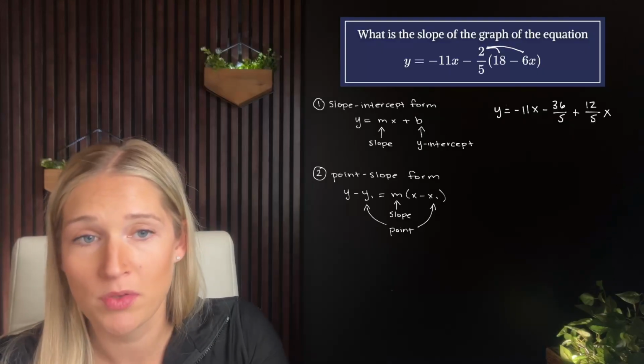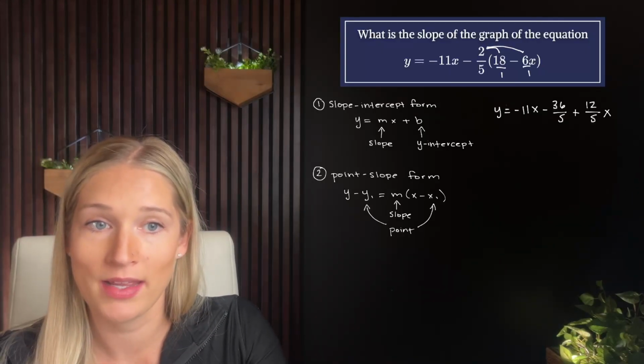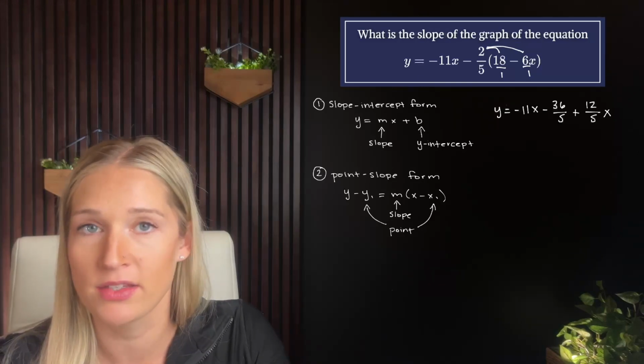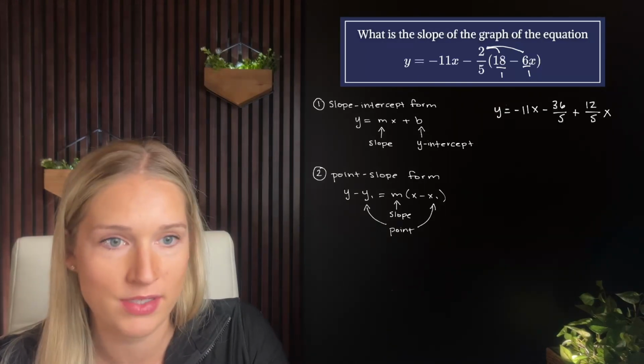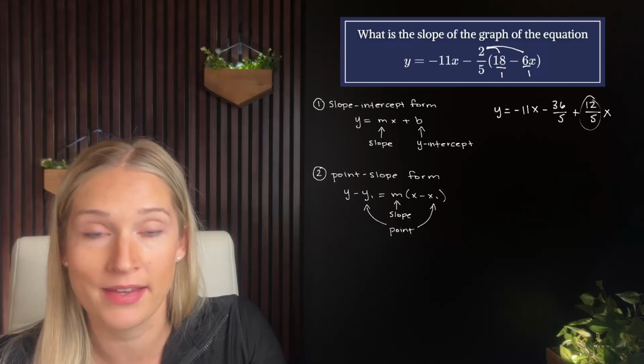If you're uncomfortable with multiplying those fractions, all I did is I put the 18/1 and the 6/1 and then multiplied the 2/5 by those two fractions. And that's where I got the 36/5 and the 12/5.